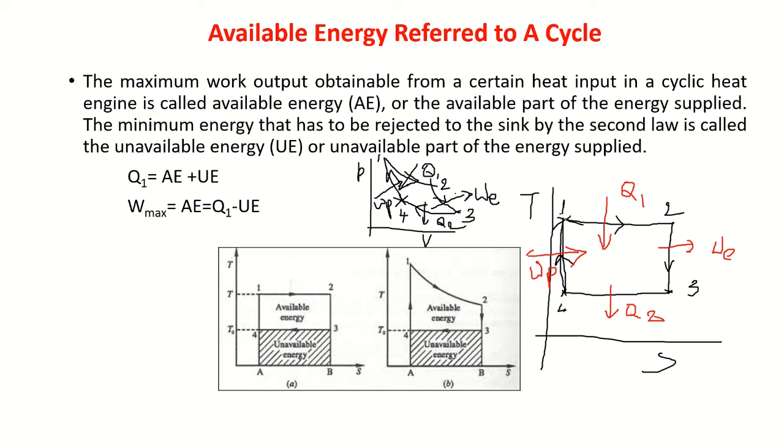What is the total heat supplied? Area under 1 to 2. What is the heat rejected? Area under 3 to 4. So that means what is the heat that has been converted into work? It is this, Q1 minus Q2. This is available energy. This is unavailable energy. This I am not able to convert into work.